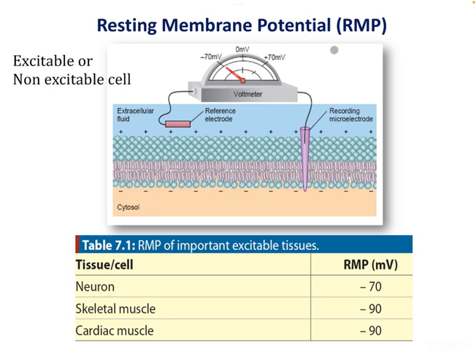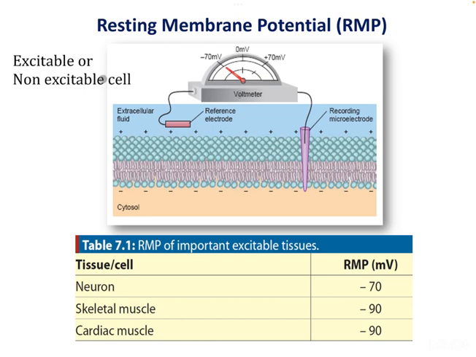Resting membrane potential is defined as the membrane potential across the cell membrane during rest, meaning when the cell is not stimulated. So when the recording microelectrode is kept on the inside of the cell membrane and the reference electrode outside, the membrane potential recorded is minus 70 millivolt, and this is the resting membrane potential. During this, the cell is not stimulated.